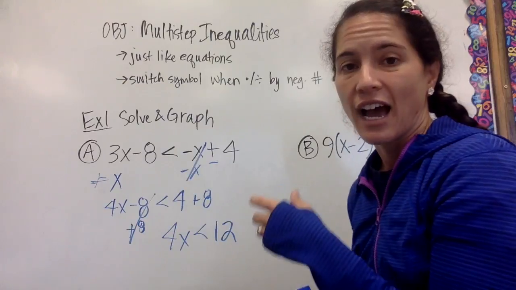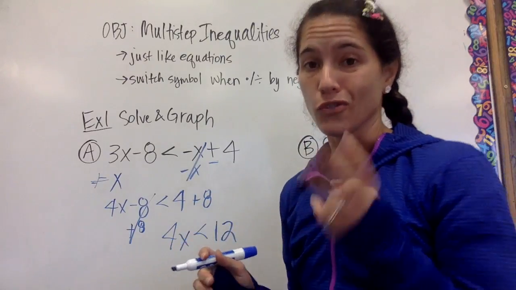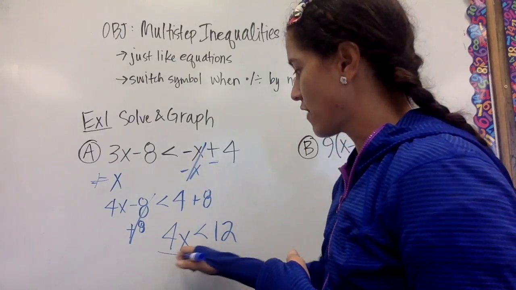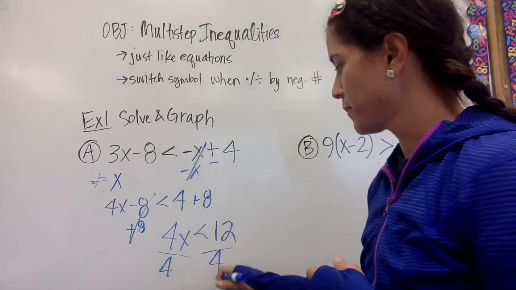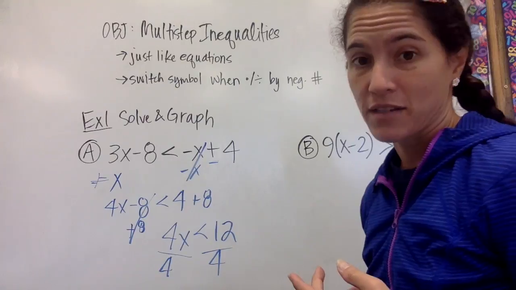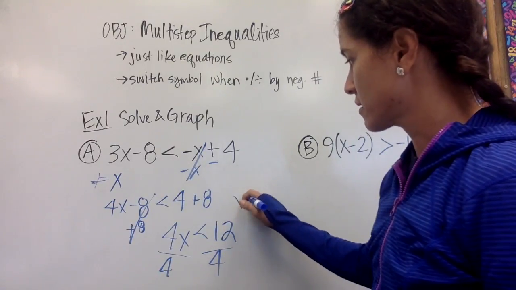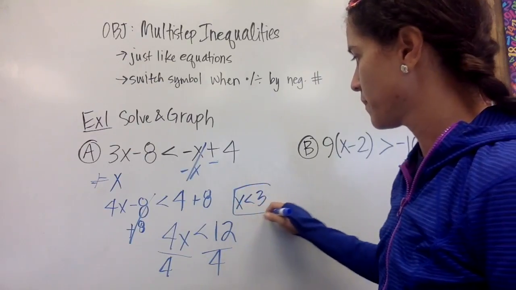Now notice I haven't done any multiplying or dividing, so I do not switch my inequality symbol. I wait until the very end. I'm going to divide both sides by 4. And since I'm not dividing by a negative, I don't switch my symbol. So x is less than 3.